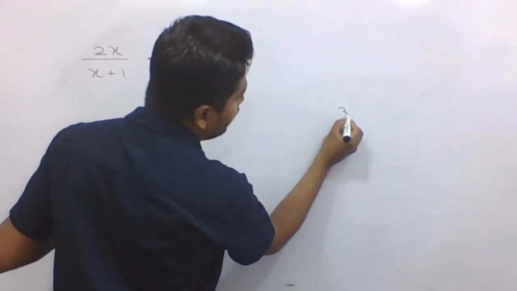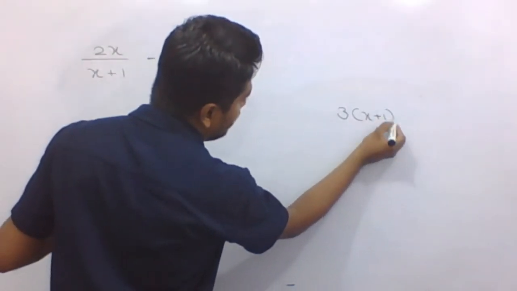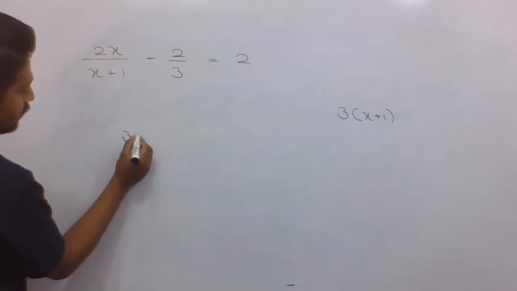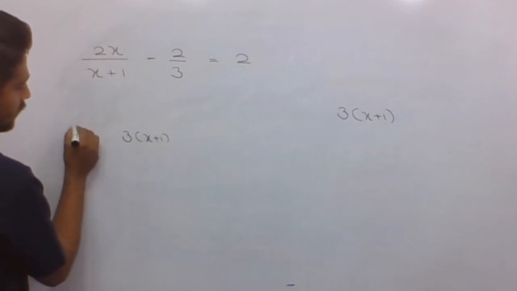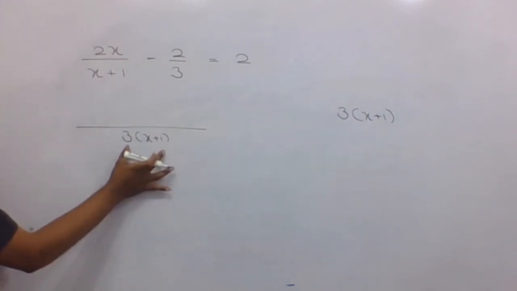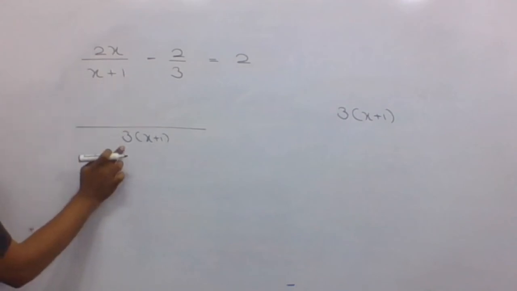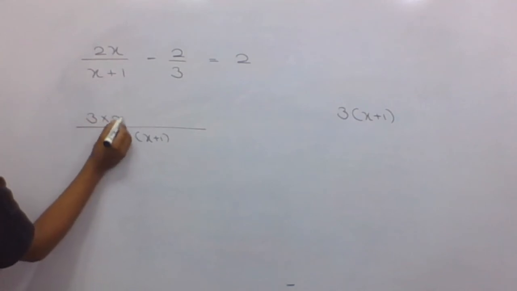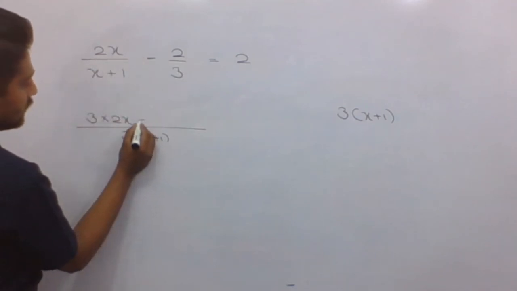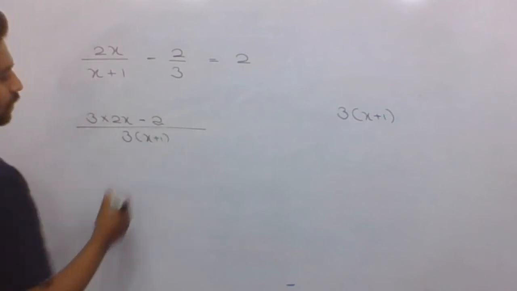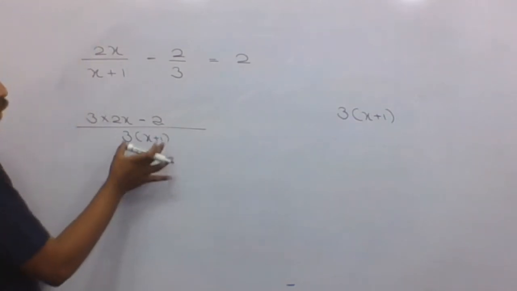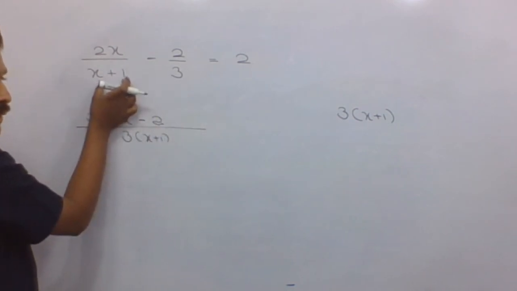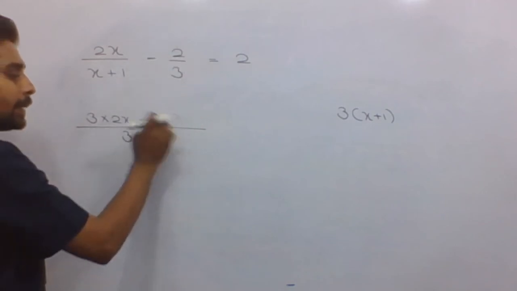So what is the common denominator? 3 times x plus 1. This is the common denominator here. So I will write it here, 3 times x plus 1 as the common denominator. So to convert into this, I multiply x plus 1 by what? 3. So I have to multiply this one also by 3, 3 into 2x. Then put this minus. Then put this 2. And to obtain this one, I have multiplied this one by what? x plus 1. So you also have to multiply by that value.